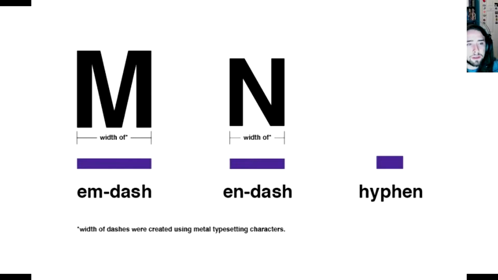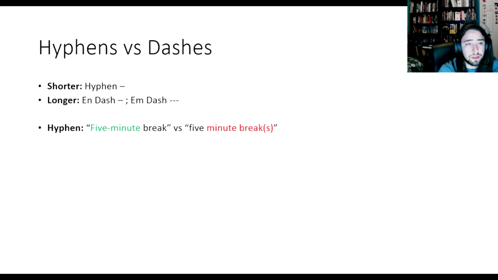For a hyphen, it's important to use this correctly, because a 5-minute break would be a break that's 5 minutes, versus if you didn't use it, 5 minute breaks would be 5 one-minute breaks. Still the same thing, but if read that way in another kind of number or something else, more words, it can get a little bit confusing.